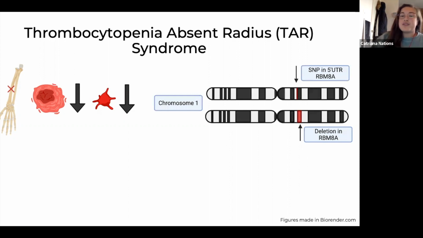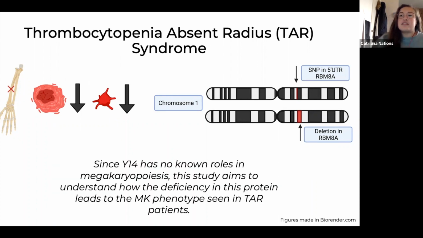It's caused by a combination of a deletion in one allele of the RBM8A gene, which results in a null allele, in addition to a single nucleotide polymorphism, typically in a non-coding region of the other allele, the most common of which is in the 5' UTR. And this results in reduced RBM8A mRNA expression, as well as significantly lower levels of the encoded protein Y14 in patient platelets. But currently, Y14 has no known roles in megakaryopoiesis.